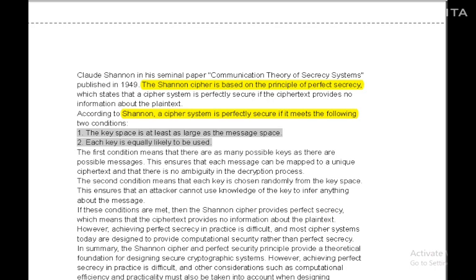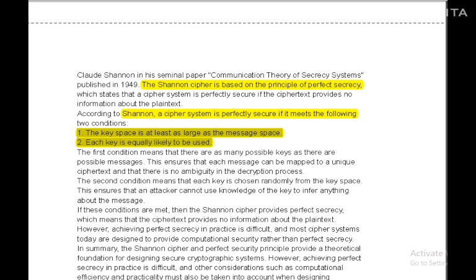This principle basically states that the key space is at least as large as the message space. Basically, this means that there are as many possible keys as there are possible messages. This ensures that each message can be mapped to a unique cipher, and there is no ambiguity in the decryption process. The second statement of this principle is that each key is equally likely to be used.